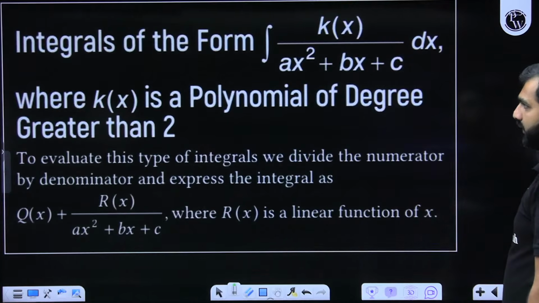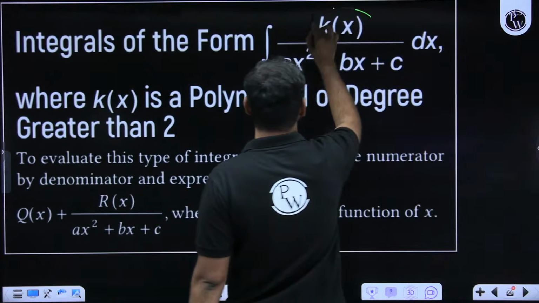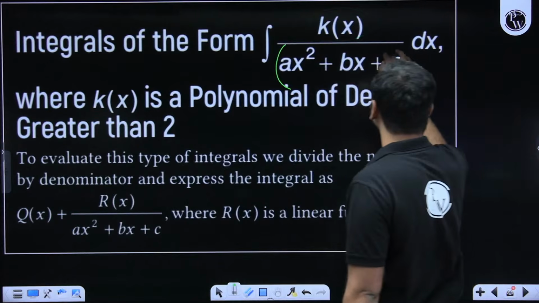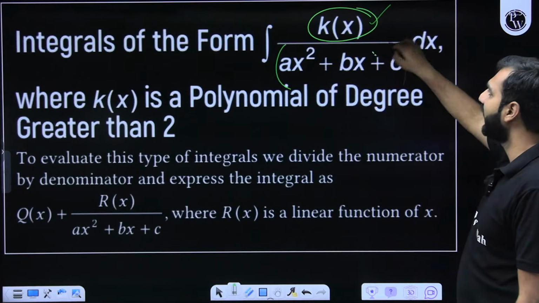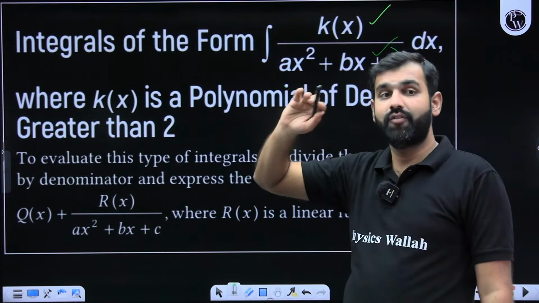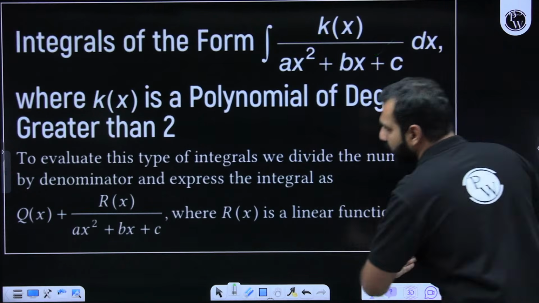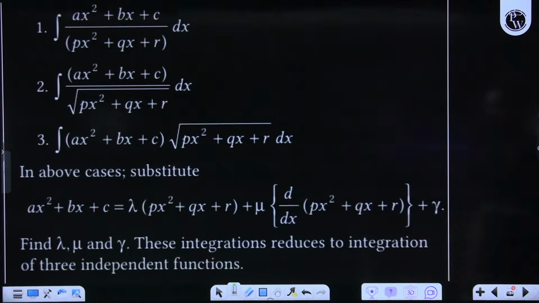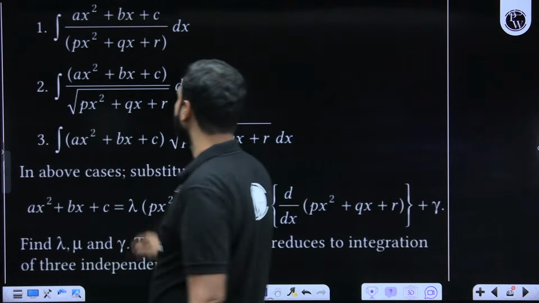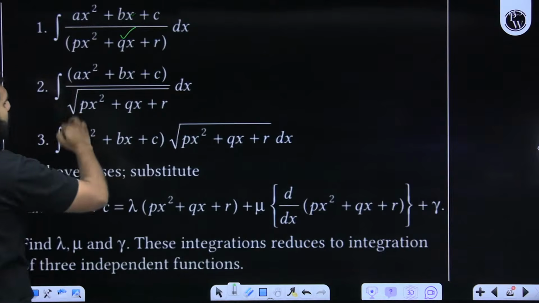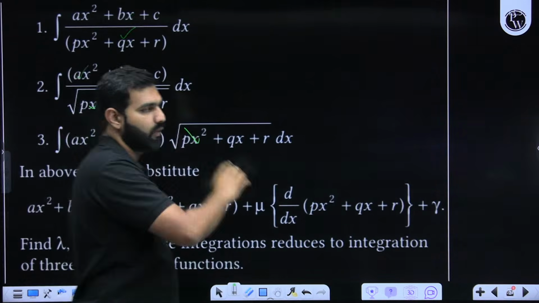The third set of integrals will be this category where the numerator is of a higher degree than the quadratic. In that case, when you see the numerator has a higher degree than the denominator, first you divide it, convert it into a quadratic or a linear, and then apply the same process which we have discussed in the previous 2 slides. Here I'm seeing a quadratic upon quadratic, a quadratic upon under root over quadratic, a quadratic into under root over quadratic.